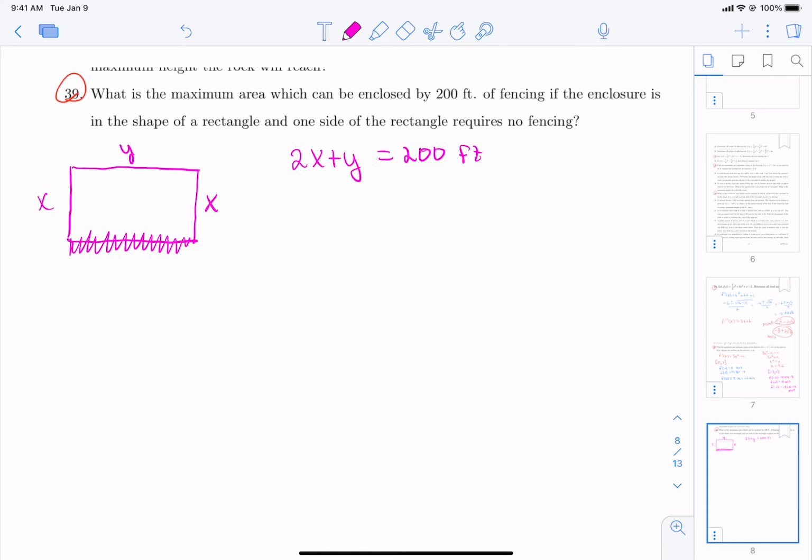So they're going to give you one piece of information about your materials, usually how much of something you have. And then one piece of information for the thing you're trying to maximize. Well, we're trying to maximize area. But they gave us a hint. They told us it was a rectangle.